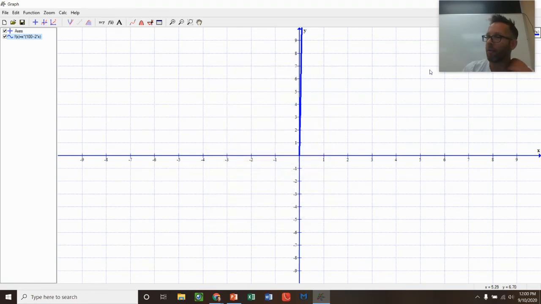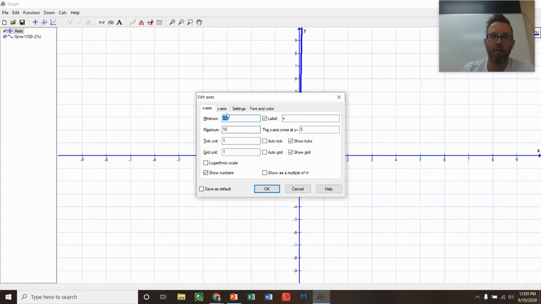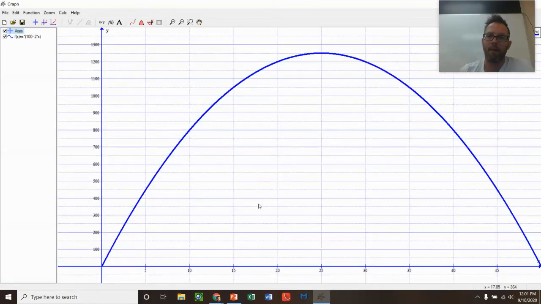Okay, so you notice I didn't really get a graph. That's because I need to change my axis. So I'm going to do that. I'm going to change this from maybe -5 to 50, intervals of 5. And go from -100 to say 1400, ticks of 100, grid units of 50. That should be, yeah, this is good.